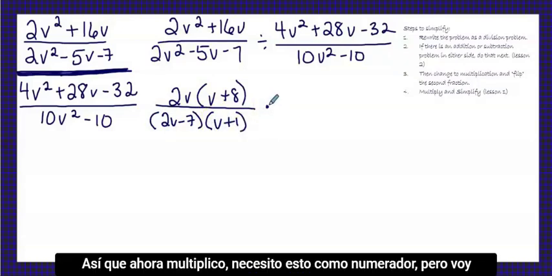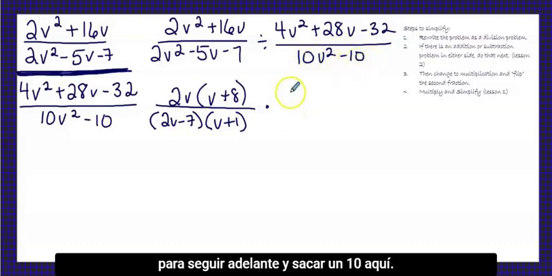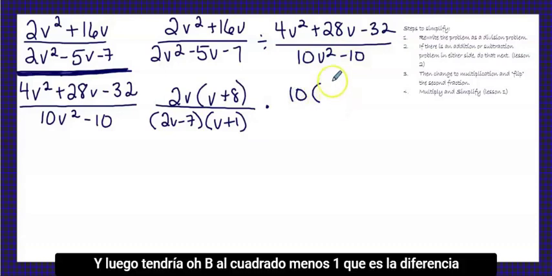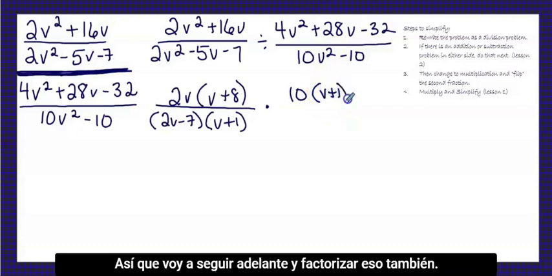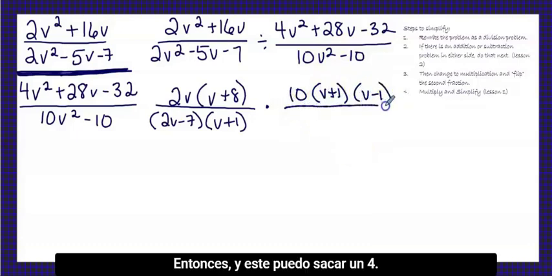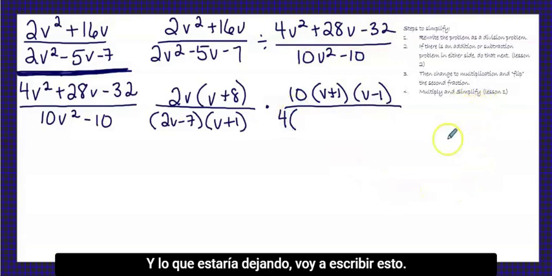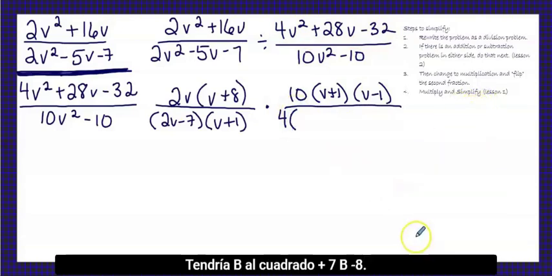Okay, so now I'm multiplying. I need this as the numerator, but I'm going to go ahead and pull out a 10 here. And then I would have v squared minus 1. That is a difference of 2 squares, so I'm going to factor that as well. And then this one, I can take out a 4. And what I would be left with, I'll write over here: v squared plus 7v minus 8.